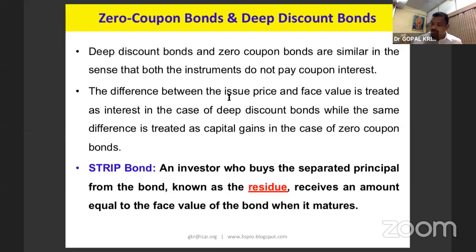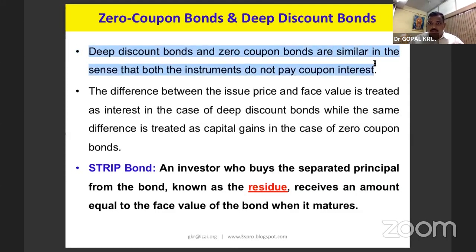Now, what is a deep discount bond? Zero coupon bond and deep discount bond, please understand, are very, very close, but there is a fundamental difference between both. A deep discount bond and a zero coupon bond are similar in the sense that both instruments do not pay coupon interest. In that sense, both are similar.